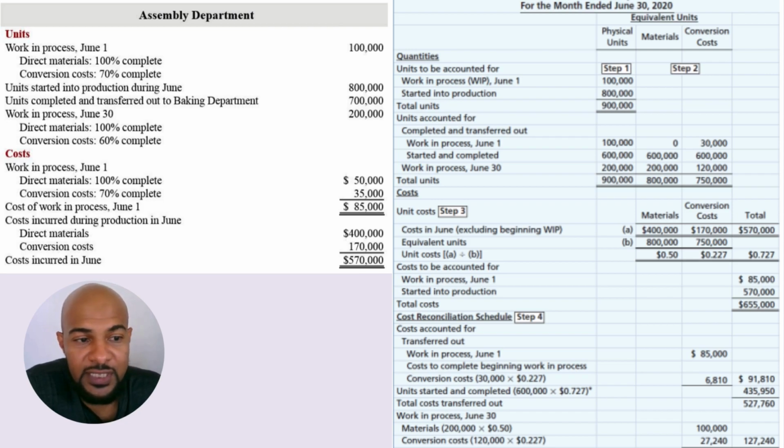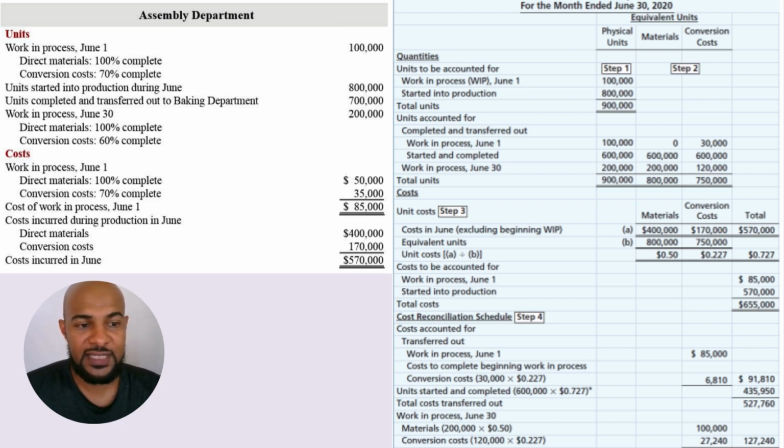So with materials, it's 100% complete, right? And that was 100% complete from the get-go. So we have a zero there under the materials column for our opening work in process. Our conversion cost for the work in process is the extra work that we had to do to complete that work in process in this period. It was 70% complete at the start. So we're talking about 30% was the work that was added, right? So 30% of 100 units is giving us 30,000. That's why we have that figure of 30,000 there.